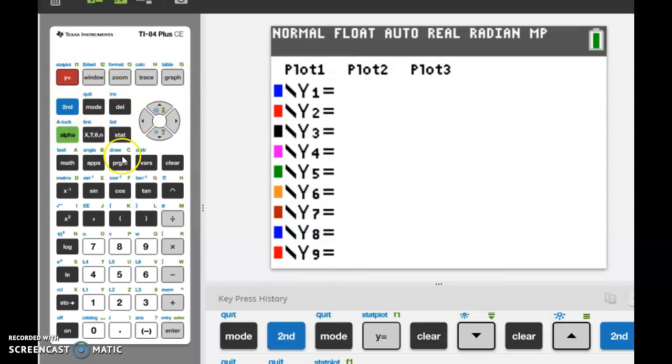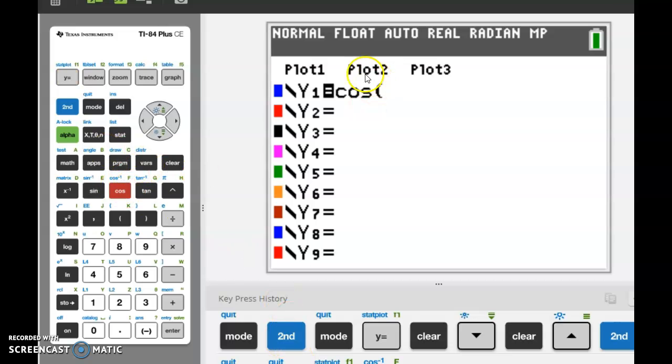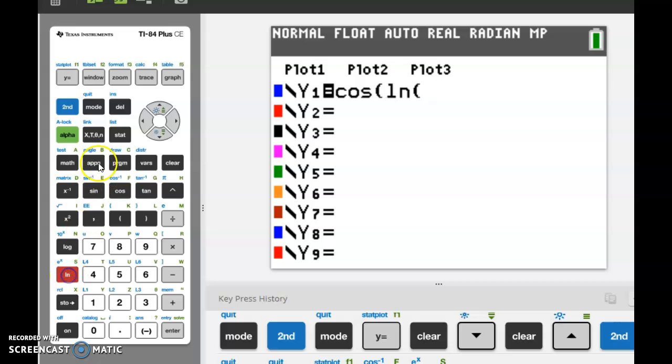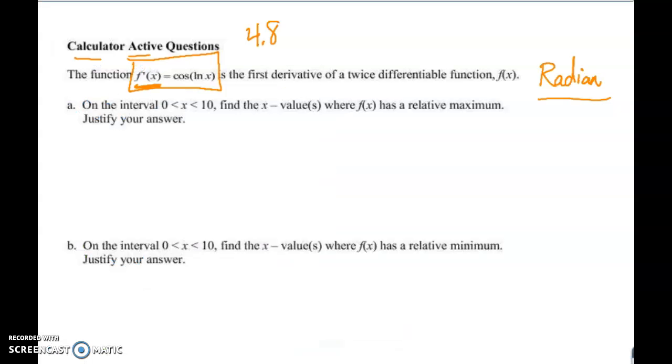Okay, so what I would do, because it's just a habit of mine, is I just go straight to y equals cosine of natural log of x. And just look right there. Now, as you start to do the problem, notice that the very first thing is they tell you that the interval is from 0 to 10. And so we can ignore everything else. Just look at from 0 to 10.